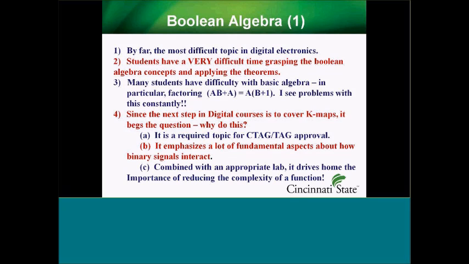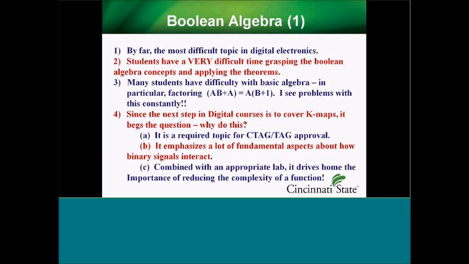Since the next step in the DIG course is to cover K-maps, it does beg the question of why even do this. Why go through Boolean Algebra? Why go through Boolean Reduction? There's software that does this for designers. People are not sitting around at Intel doing Boolean Reduction. So why is it? One easy answer is it's required for the CTAG tag approval. It's actually one of the outcomes. Okay, so to some extent, it's there until someone changes.